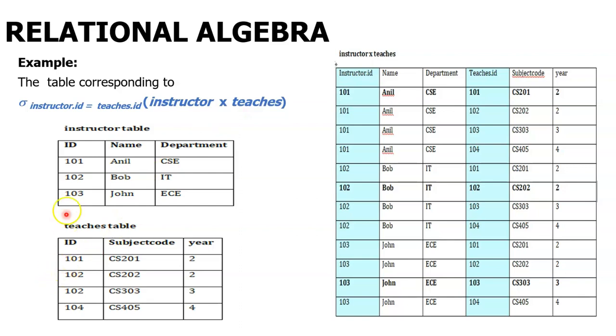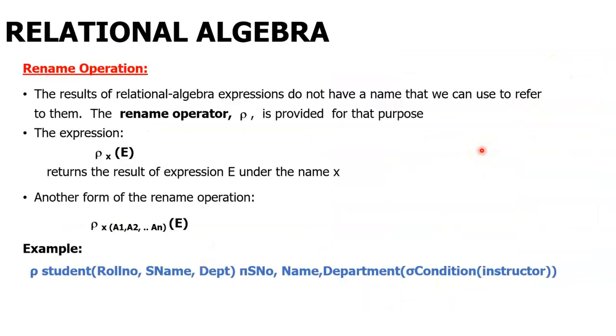I take the instructor table: 101 is getting multiplied with 101, 101 is multiplied with 102, 101 is multiplied with 102 again, 101 is multiplied with 104 again. Next I am going to perform 102 with 101, 102 with 102, 102 with 102, 102 with 104. Likewise, I will multiply all the different combinations and I get one table.